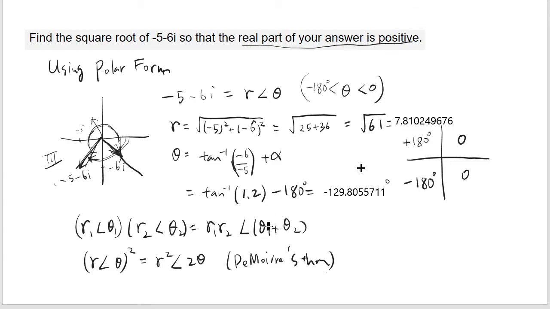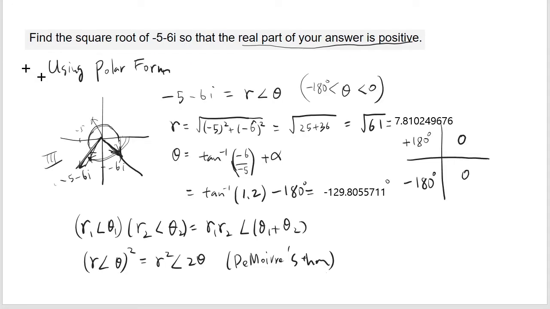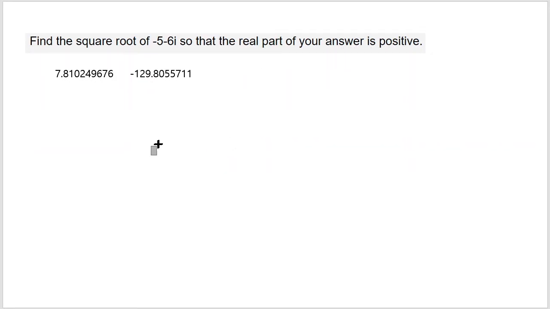All right, so let's just briefly copy this to the next slide so we can continue our calculation. So it's this one, and then this one. Okay, so what do we know so far?